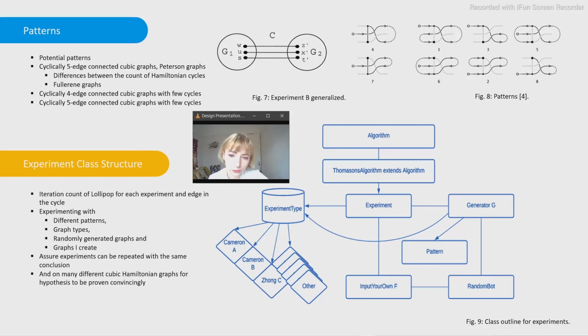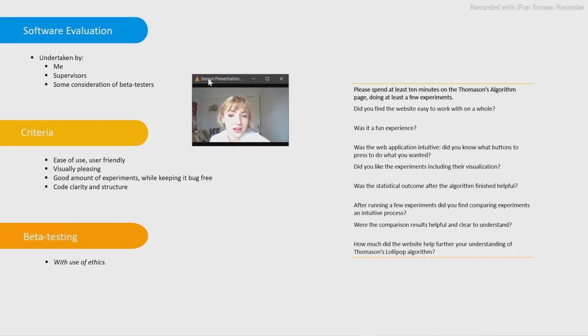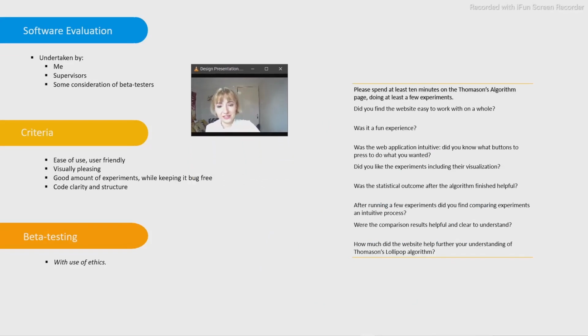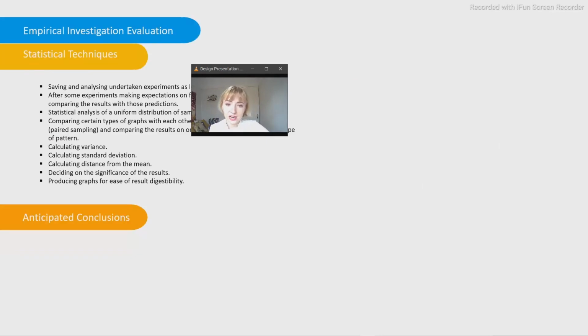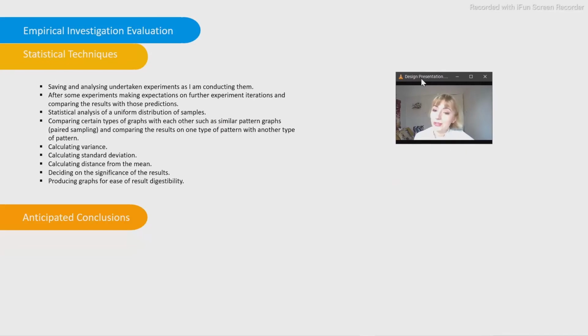Evaluation of the software will be done by myself, by the supervisor, and with some consideration of beta testers. The criteria will include ease of use, visual aesthetics, a good amount of experiments which can be undertaken, and code clarity and structure. For the empirical investigation, I will be saving the results as I am conducting them, making some predictions on experiment iterations, and comparing results with those predictions. I'll be using a uniform distribution of samples, comparing certain types of graphs with each other, such as similar pattern graphs, and then the summary of each pattern against each other as well.